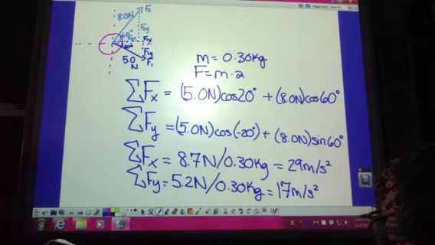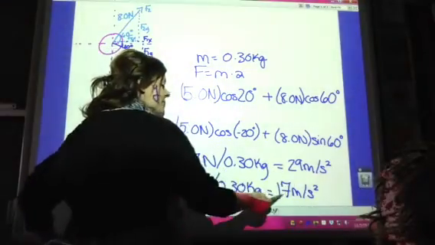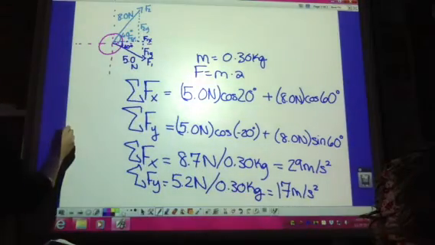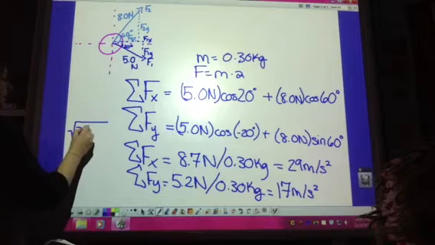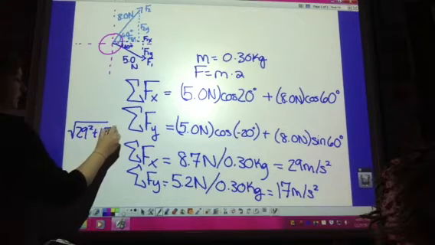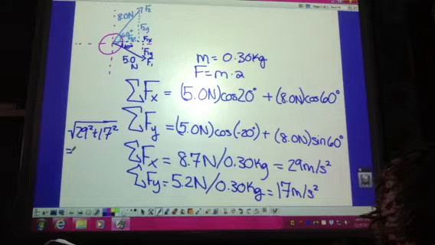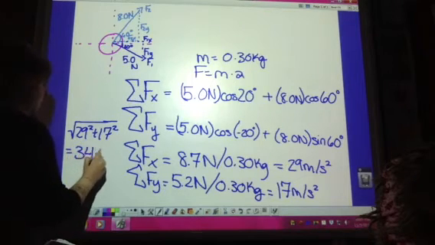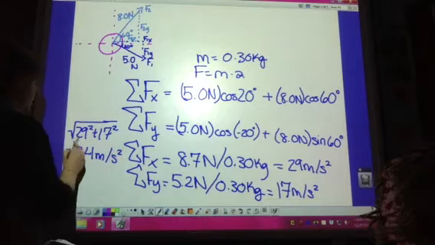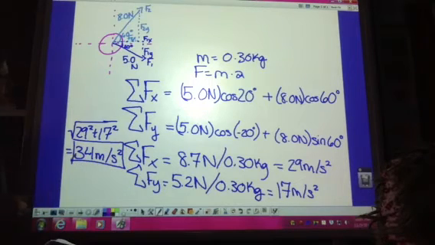So if I wanted to find that overall acceleration, I could square these, add them together, and take the square root. So I'd have 29 squared plus 17 squared, and then take the square root of that. If we do that, we should get 34 meters per second squared. So there's my magnitude of the acceleration.